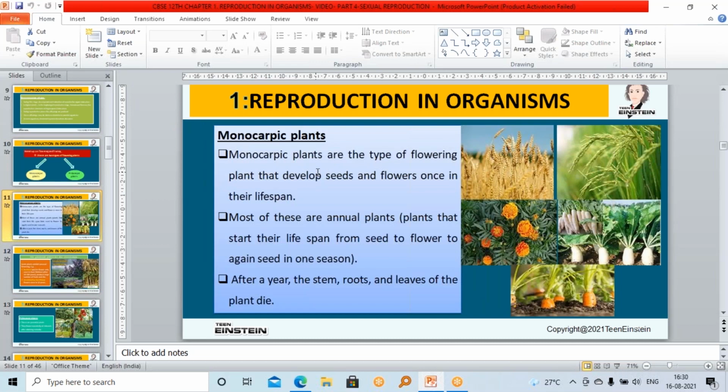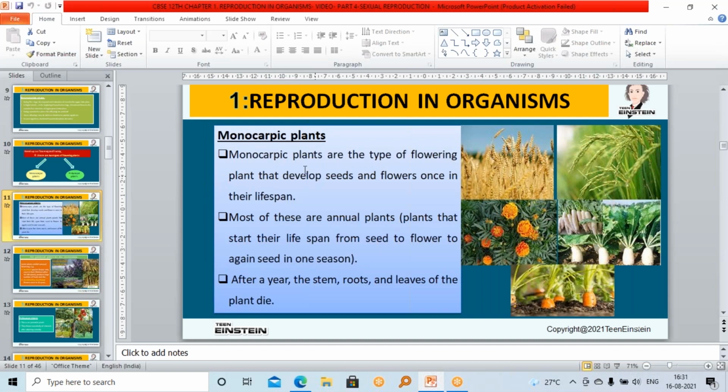So the first one is monocarpic plants. Monocarpic plants develop flowers and seeds only once in their lifespan. Okay? Means the whole life cycle, that may be 3 months or 5 months or 6 months or 8 months, whatever the duration may be, they will flower only once in their lifespan.